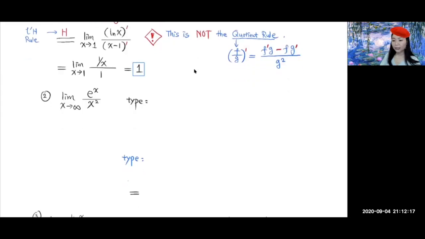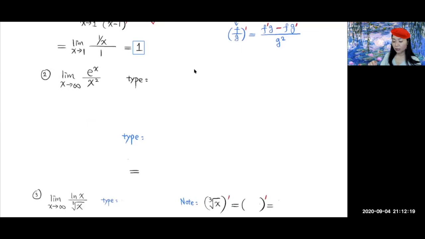Now let's go to the second example. Now take a look at this limit over here. As x goes to infinity, e to the x is going to go to infinity, and x squared also goes to infinity. So this is going to be the type infinity over infinity. Again, this is an emergency, so we need to rush to the hospital and apply L'Hopital's rule.